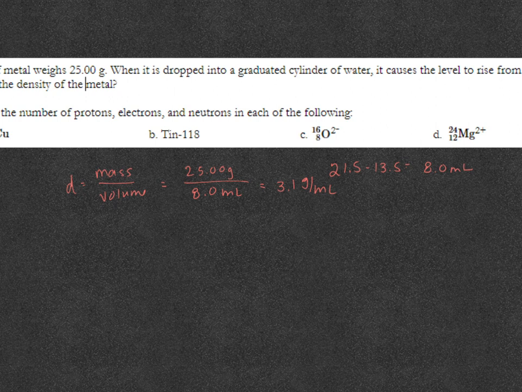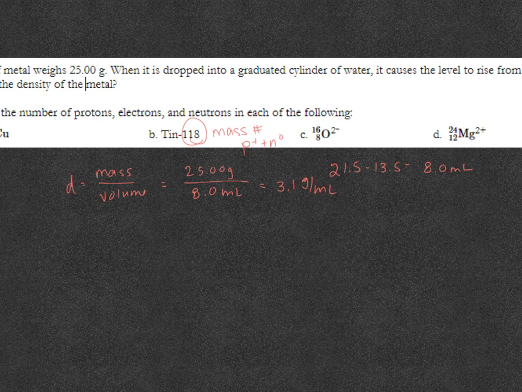Now, protons, neutrons, and electrons. You have to remember the two different types of notation. This is hyphen notation right here. The number after the hyphen is your mass number, and the mass number is protons plus neutrons.